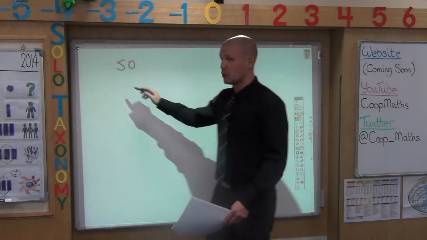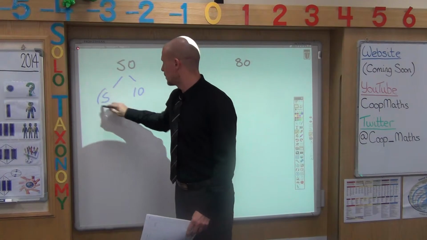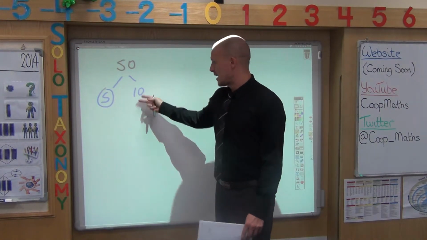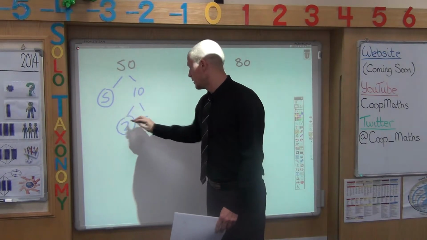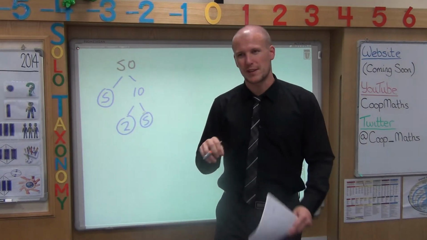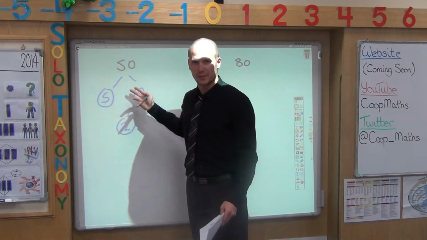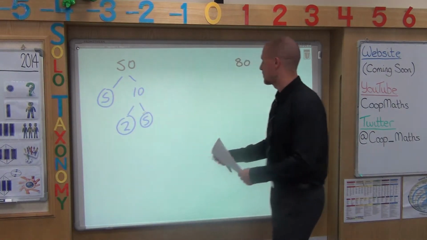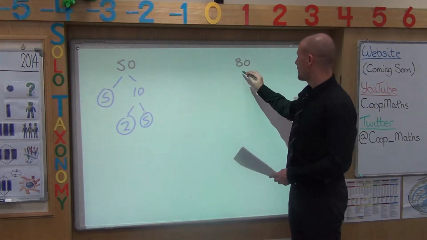So I'll go with 5 and 10. 5's a prime number, so I'm going to circle it as such. 10's not, so I break it down. 2 and 5 is the only thing you can do. Should mention, you never break these down with 1 and itself, because if I split 50 into 1 and 50, you've not done anything, okay? So 5, 2 and 5 are the prime factors of that.